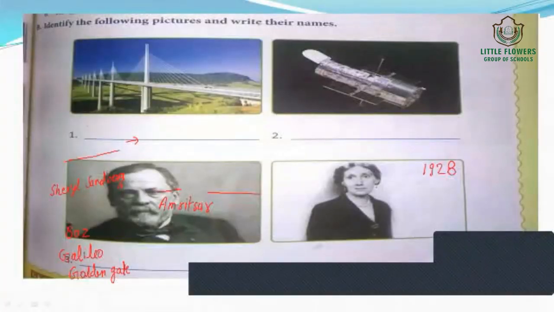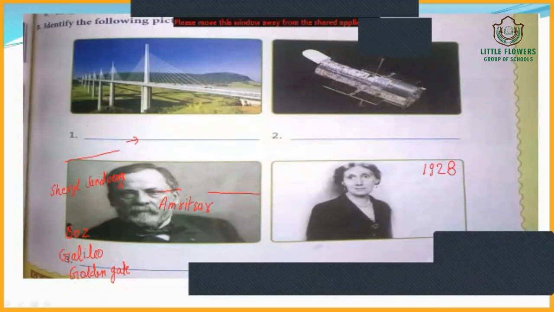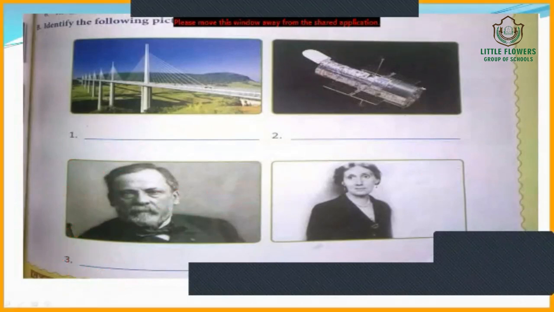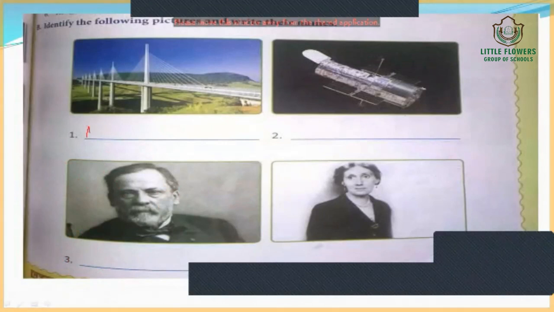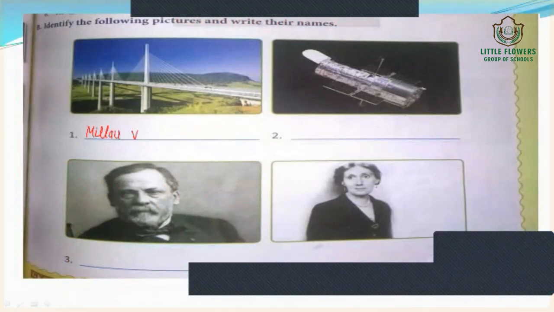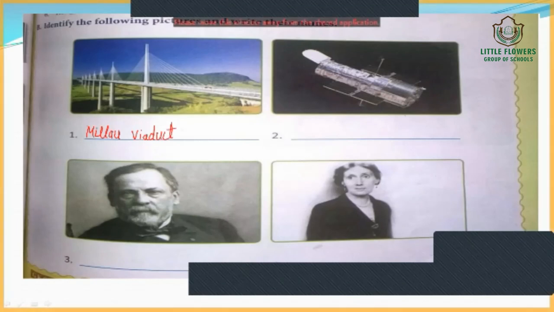The next part of the worksheet. What we have to do in the next part? Identify the following pictures and write the name of these pictures. So picture number one we have to identify. This is the picture of a bridge. And which bridge is this? Millau Viaduct. It is in France.